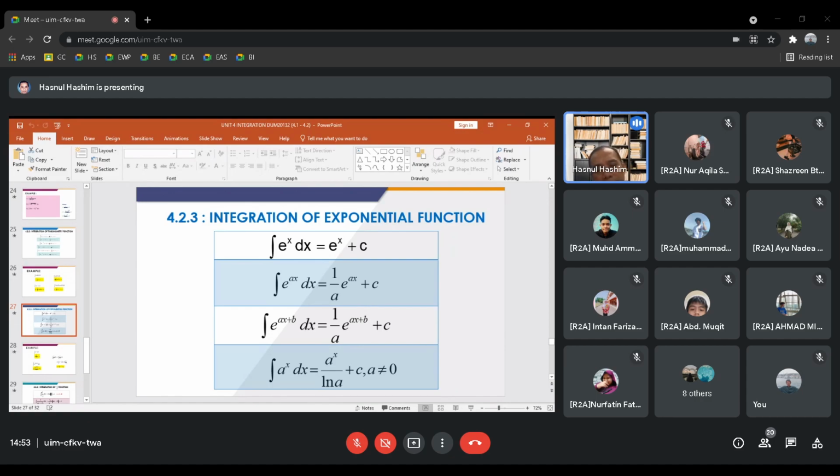when we have an integral of e to the power ax, we have 1 over a e to the power ax plus c. When we integrate e to the power ax plus b, we have 1 over a e to the power ax plus b plus c. And when we integrate a to the power x, we have a to the power of x over ln a plus c, where a is not equal to 0.